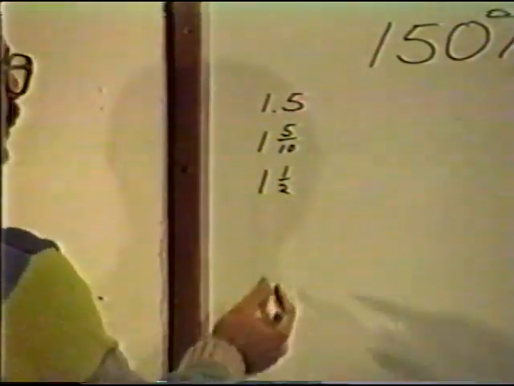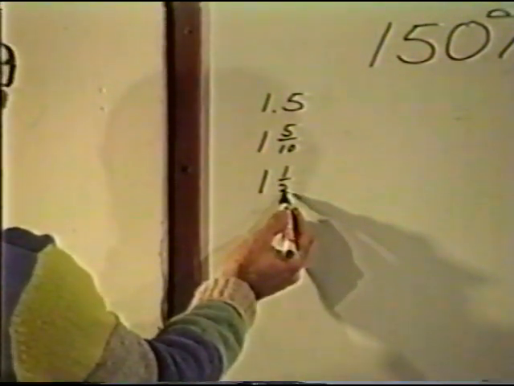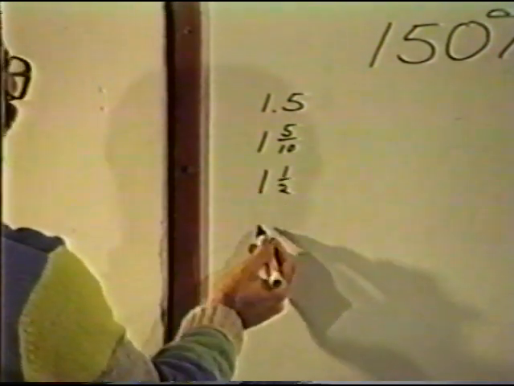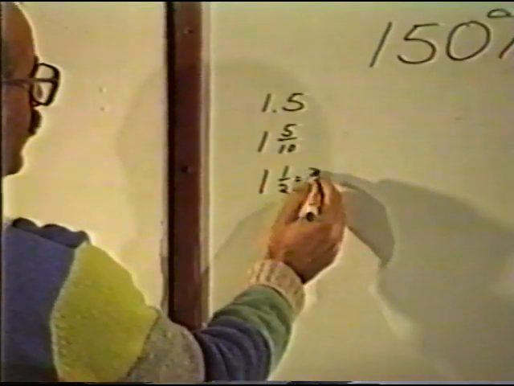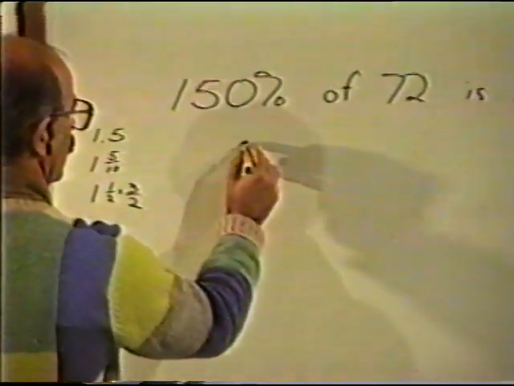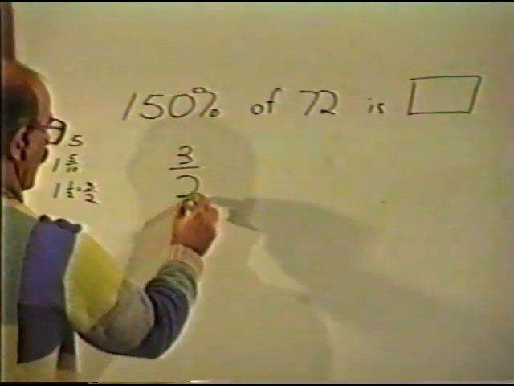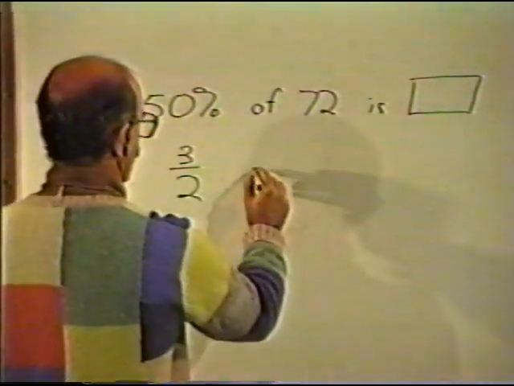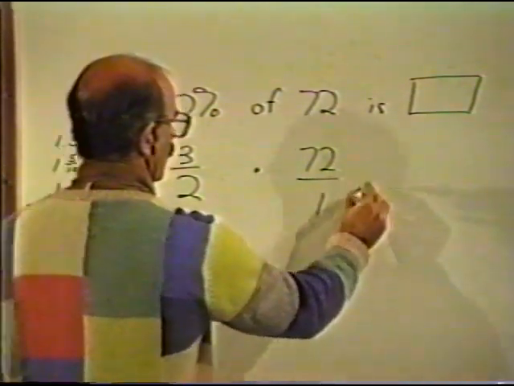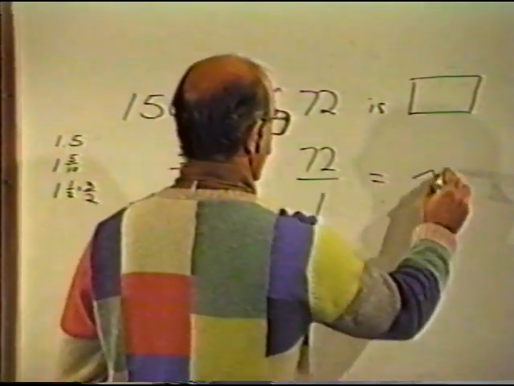We can change it to an improper fraction. 2 times 1 is 2. Plus 1 is 3. 3/2. 150% is 3/2 times 72 over 1 equals x.